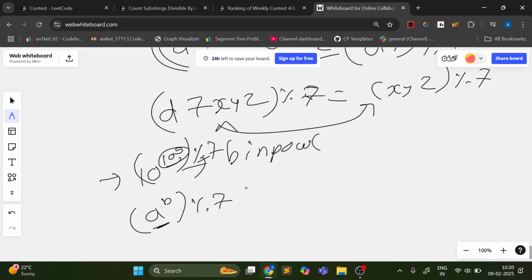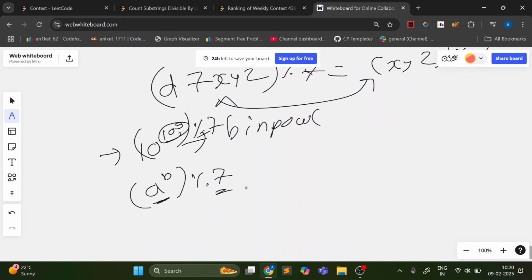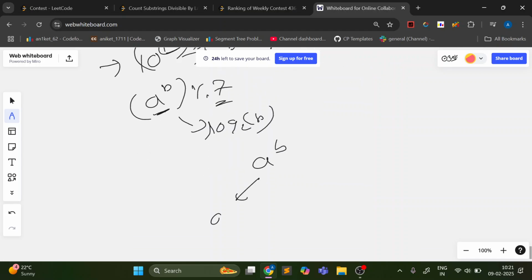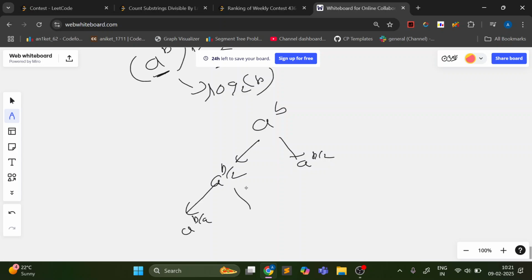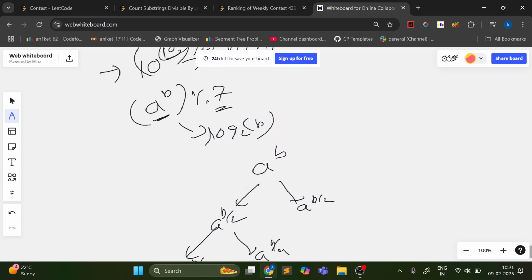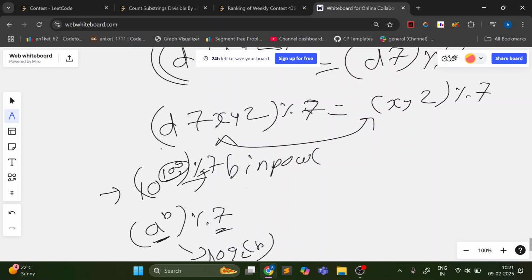Now to find this exponentiation with mod, there is a binary power formula, and this can be found in log 2 of b. This is a divide and conquer type of method. To find a raised to power b, we find a raised to power b by 2, a raised to power b by 2, and take its square. And this goes to a raised to power b by 4 in such a way. So we can find this digit's mod 7. Iterate from n minus 1 to 0.